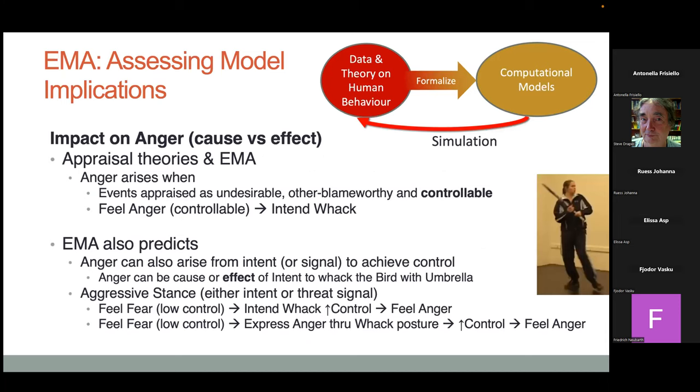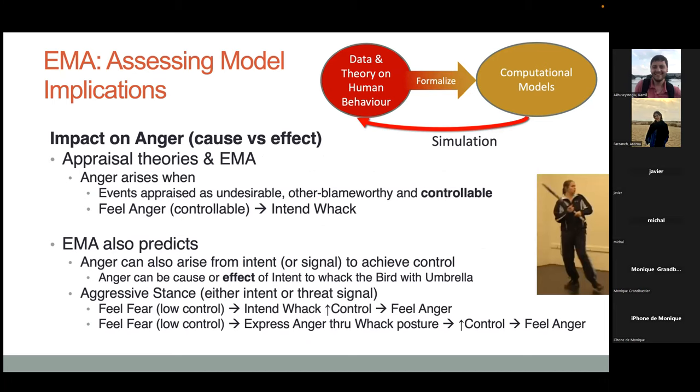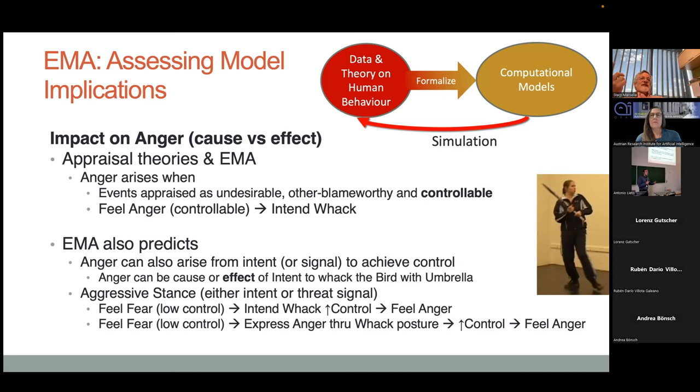If you take Emma and you start putting it into models, like you simulate that bird example I just showed, you find that there's a distinction between how Emma models anger and how appraisal theories often talk about anger. So in standard appraisal theories and also in Emma, events appraised as undesirable, other blameworthy, and controllable lead to anger. And so you feel anger, and then you basically lead to the behavior. Anger can also arise from the intent or signal to achieve the control in Emma, though. In Emma, anger can be the cause or effect of intent to whack the bird with the umbrella.